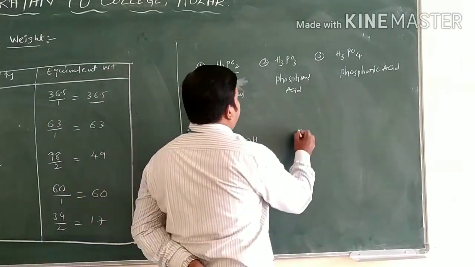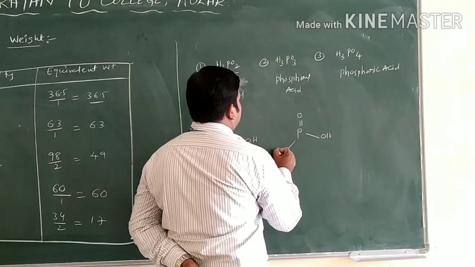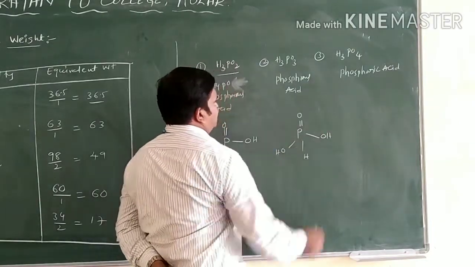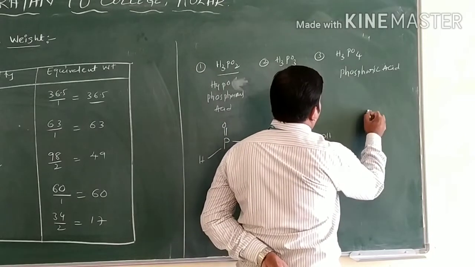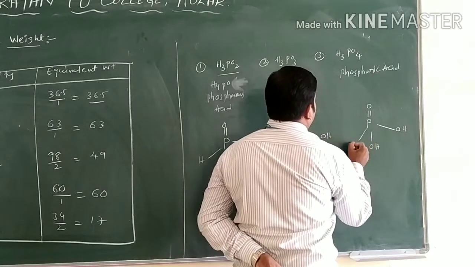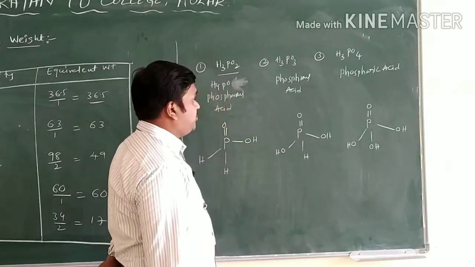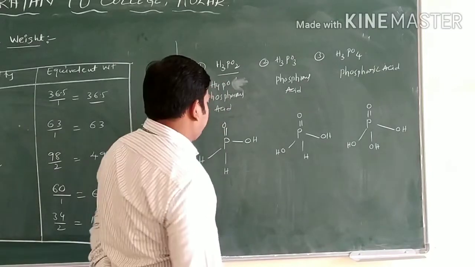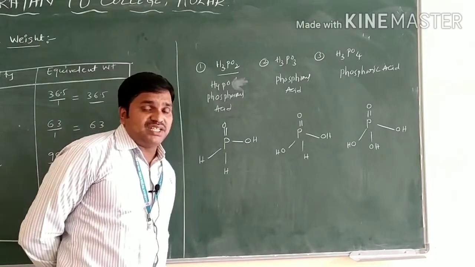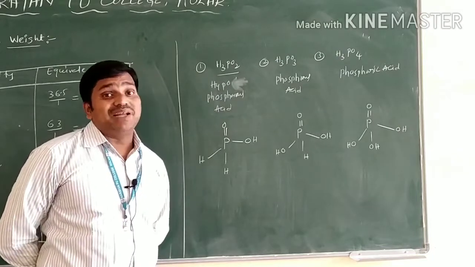Now come to this H3PO3. I will write here P double bond O, and here OH, and here OH, and here H only. So H3PO3. Next the structure we can write here P double bond O, OH, and OH, and OH only. These are the structures of H3PO2, H3PO3 and H3PO4 only. So from this we can identify the basicity. How can you identify the basicity? The hydrogens which are attached to a more electronegative element can be replaced.